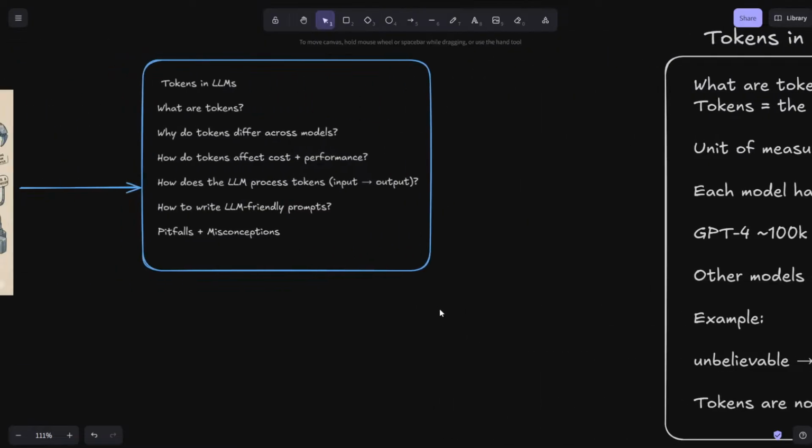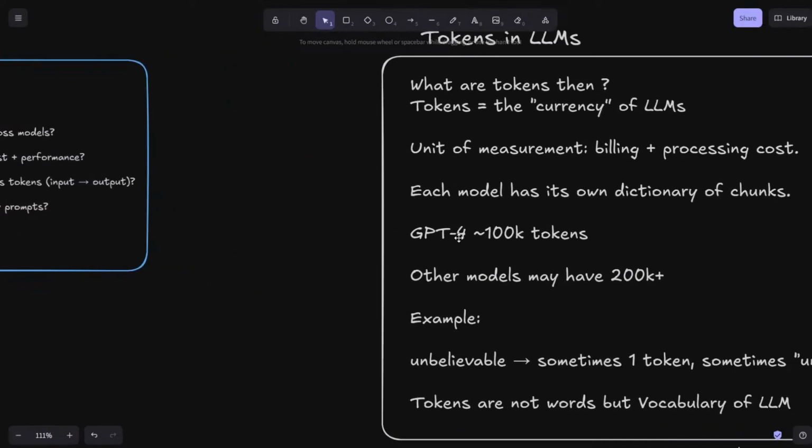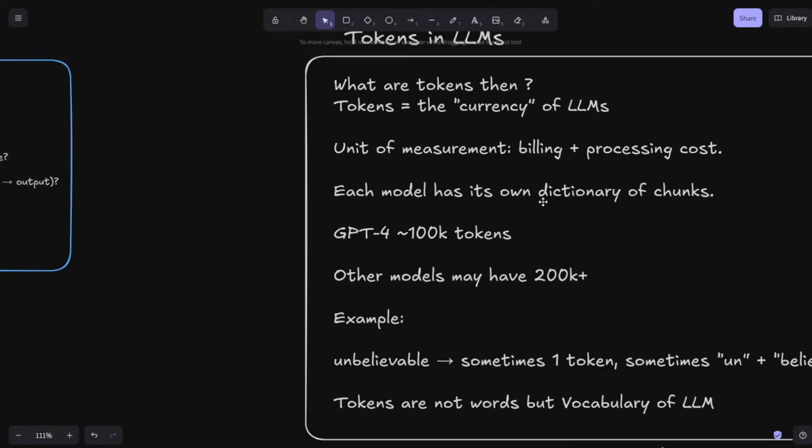So we were here, tokens. Tokens are the currency of LLMs. This is how they understand what you mean, and this is also the measurement of how they do the billing. And each model has its own dictionary of chunks.